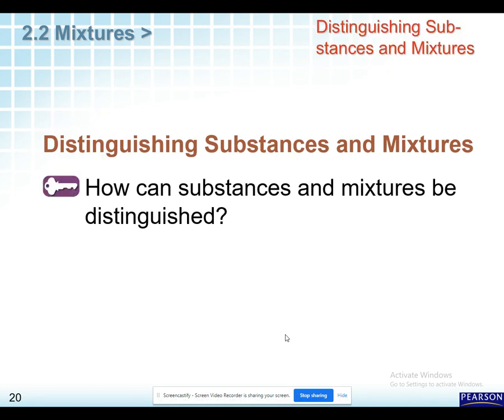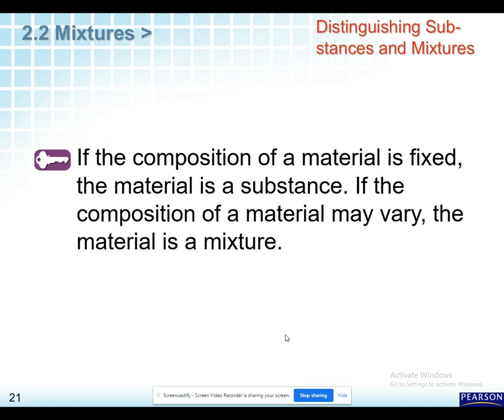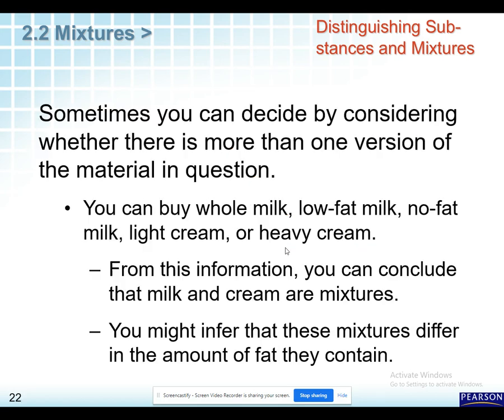So what you can ask yourself to distinguish between these two is, is the composition of the material fixed? If the composition varies, it's a mixture. So again, if it's fixed, it matches up with a substance. If it varies, it matches up with a mixture. One way to decide if something has a fixed composition is to see if there's more than one version of it. For example, milk is a mixture.